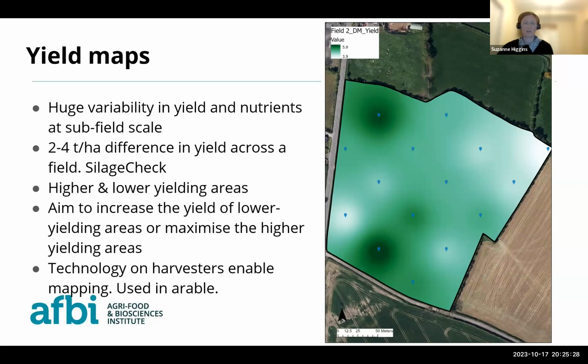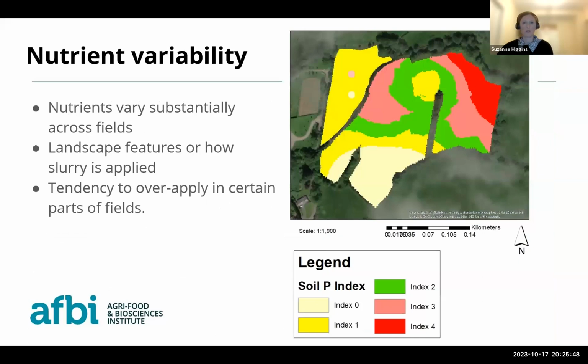Some parts of fields just naturally yield better than others, but there is huge variation in yield across the field, and we're trying to see, can we manage this a bit better? Can we improve the lower yielding areas, or make the most of the better yielding areas of a field? Sometimes it's either a landscape feature in the field or can be a nutrient distribution across your field. If you soil sample across a field, nutrients actually vary quite widely.